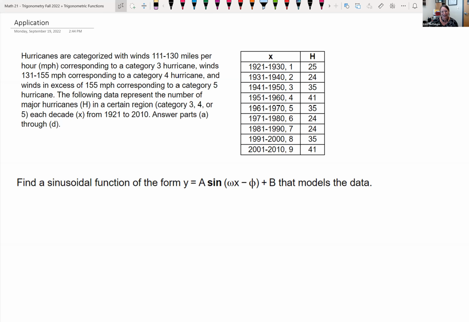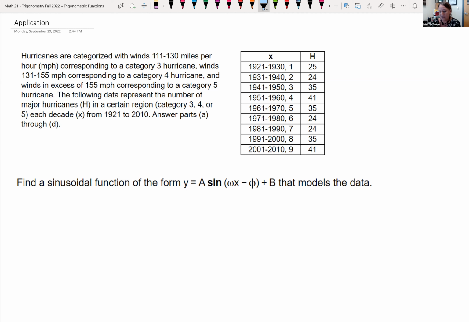Hi, I just wanted to take a couple minutes and go over an application problem that is similar to one that you'll see on your homework. You have the application problem in front of you. Let me just read through it and then we'll walk through finding the sinusoidal function that would model the data given.